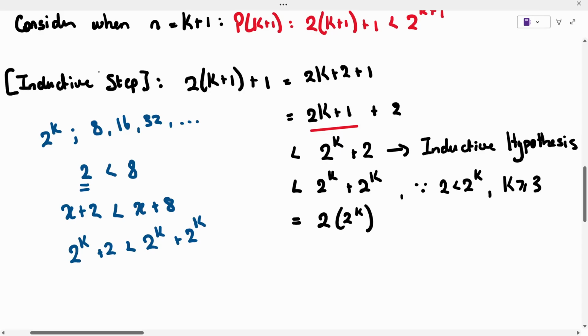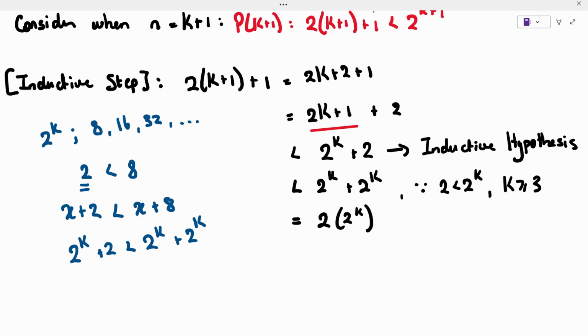And why could we do this? Because we are not dealing with equality. The statement we need to show is an inequality, it's less than. So we could technically add any arbitrarily large term to ensure our next line is greater than the line before it. What does that mean? We don't need to preserve equality. So we could say that 2k plus 1 is definitely less than 2 to the k. 2 is definitely less than 2 to the k.